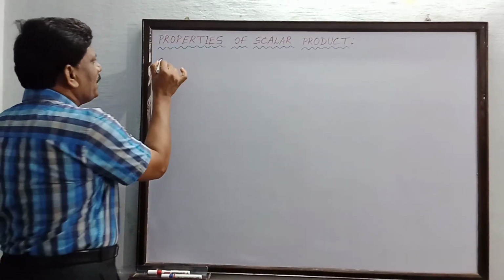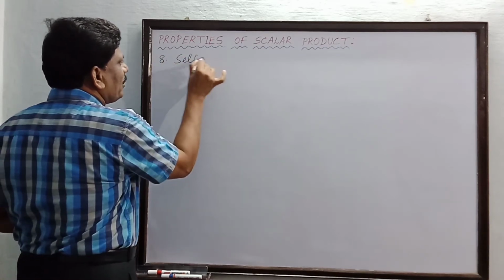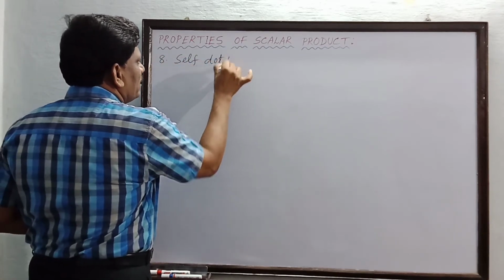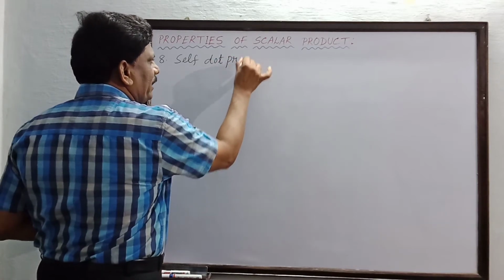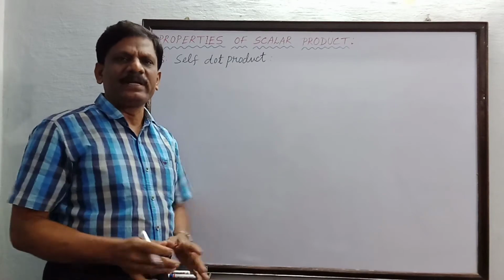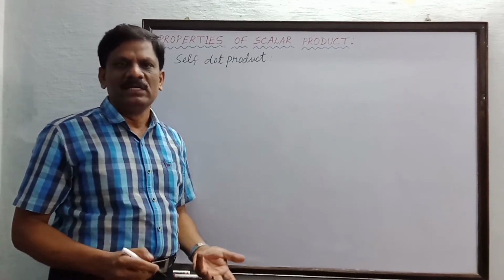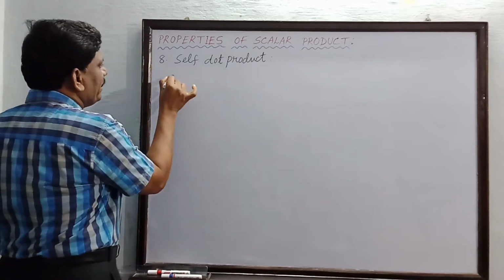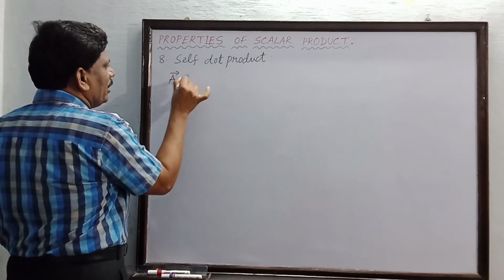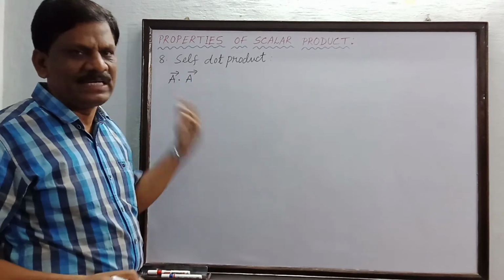So the 8th property is based on self dot product of a vector. So far we were taking the dot product of two different vectors. Now the dot product of a given vector with itself, that is called a self dot product. So the given vector is A. I am taking the dot product with A itself. So this is called a self dot product of vector A.